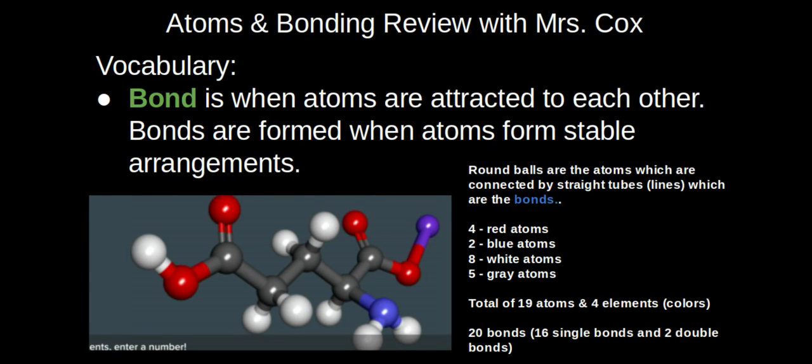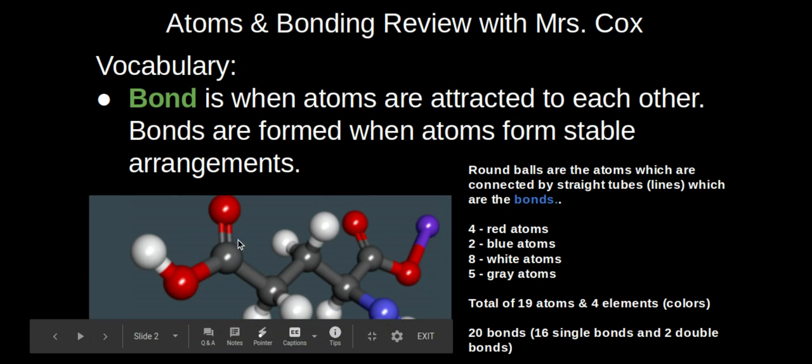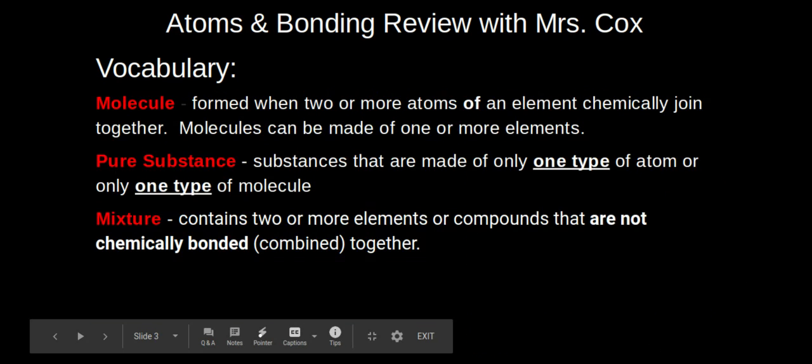And then when I look at the different tubes connecting the atoms or the balls, I count 20 bonds. Now what's interesting is there's 16 single bonds, 1 tube connecting, and then I've got 2 double bonds where you have 2 tubes there, and then I have 2 tubes here. Those are called double bonds, right?